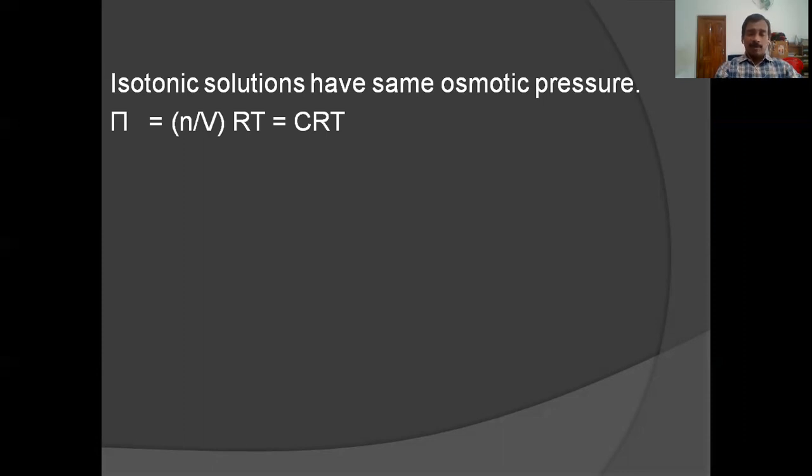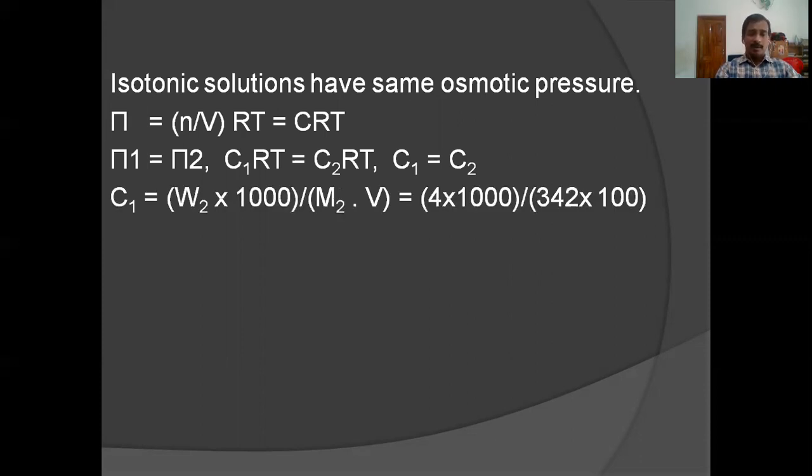And what is osmotic pressure? Pi is equal to n by V RT, or CRT. So pi 1, the osmotic pressure of the first solution, is equal to the osmotic pressure of the second solution, pi 2. Pi 1 is equal to pi 2. That is an isotonic solution. What is pi 1? C1 RT, that is equal to C2 RT. R and T are constants and cancel, therefore C1 is equal to C2. Now what is C1? C1 is equal to W2 into 1000 divided by M2 into V.